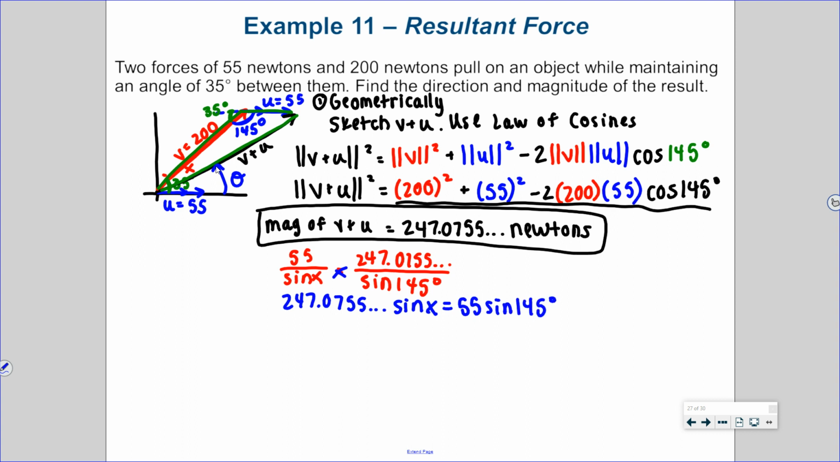Just keep in mind here, you're going to divide both sides by this number. I'll do this in my calculator in a second. And you should get x, which we're going to have to use inverse sine because I'm trying to find the angle. You should get x to be about 7.3355. Okay, let me get my calculator up here. I'll do it with you guys.